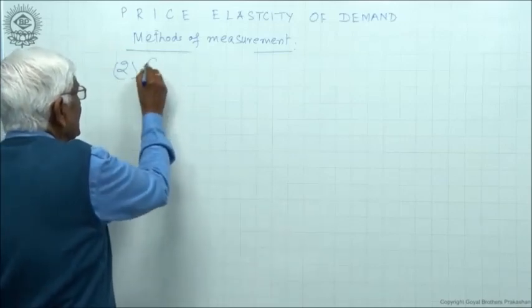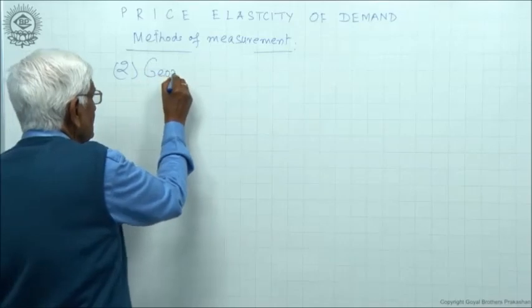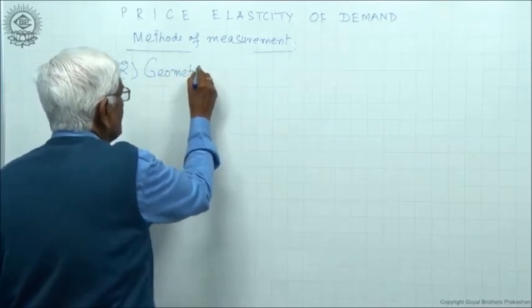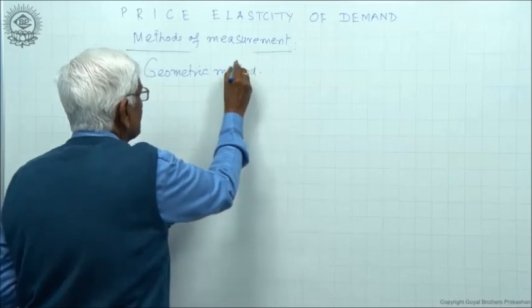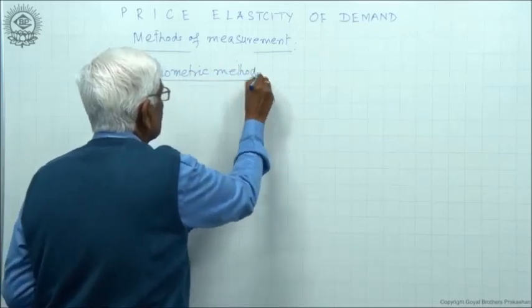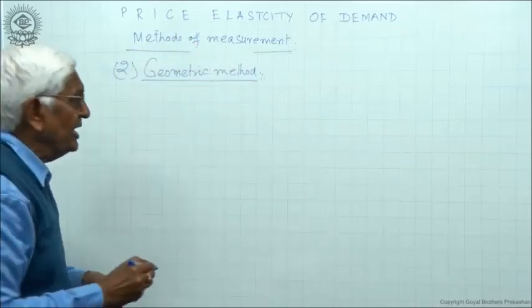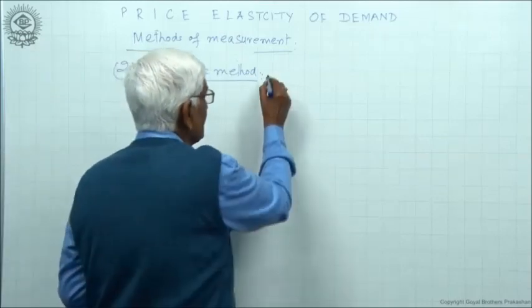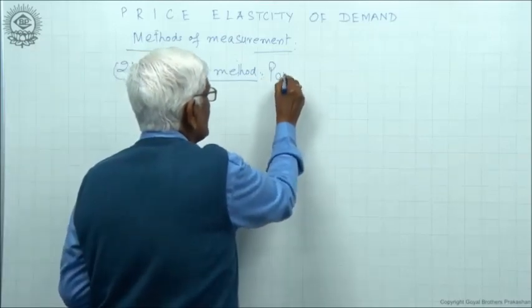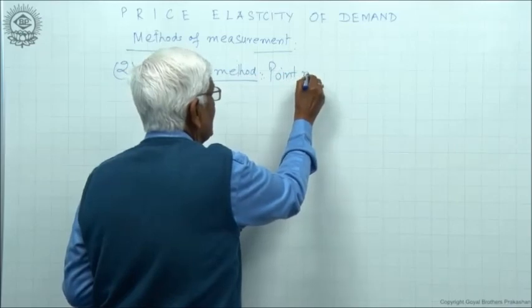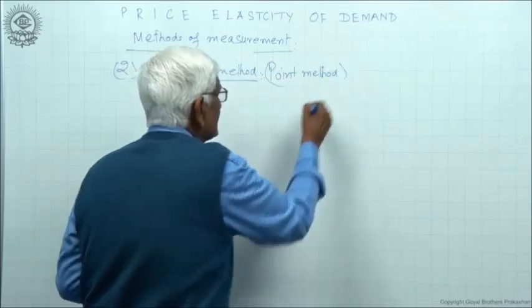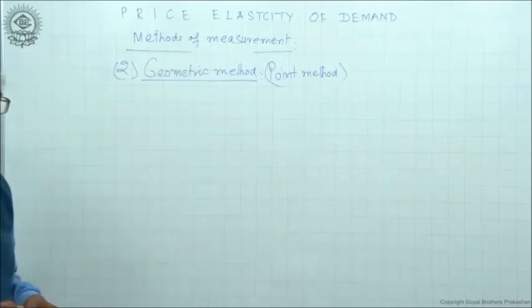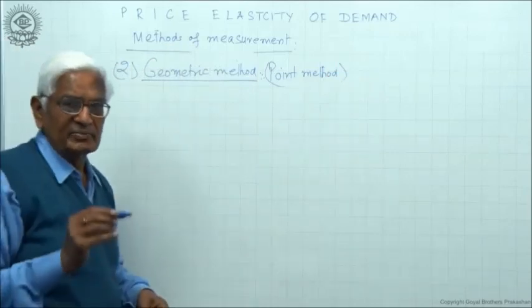Then second method is geometric method. We also call it point method. Why do we call it a point method? We will see just now.